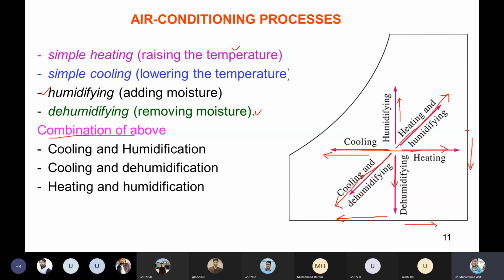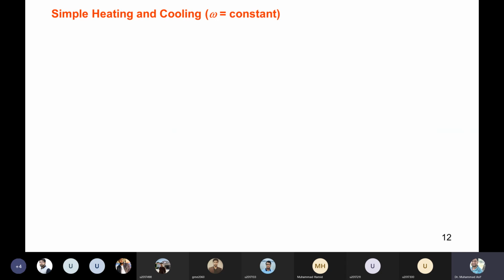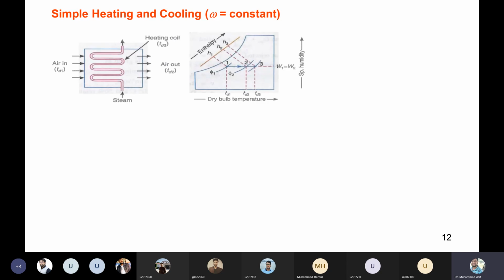So let's discuss one by one each of the air conditioning processes. The first one is the simplest one, which we call simple heating and cooling. Let's say this is a typical example of the simple heating process. Let's say this is the outdoor condition, OD, and we have the indoor condition, right?